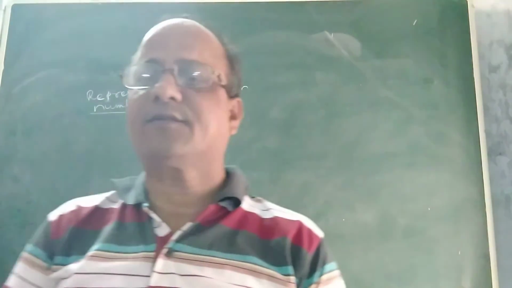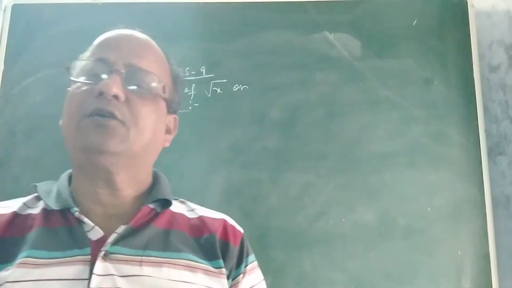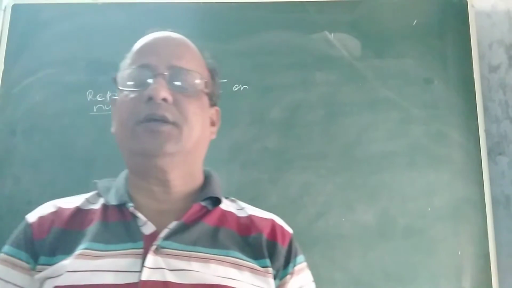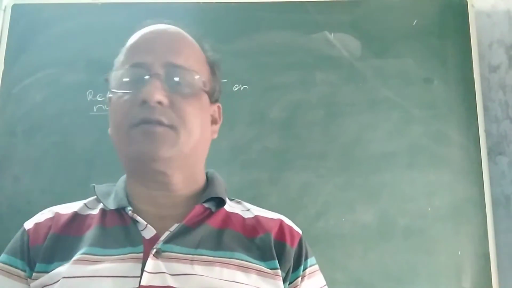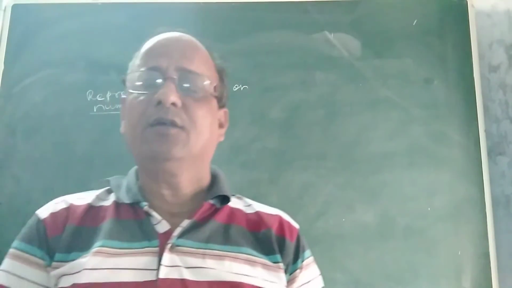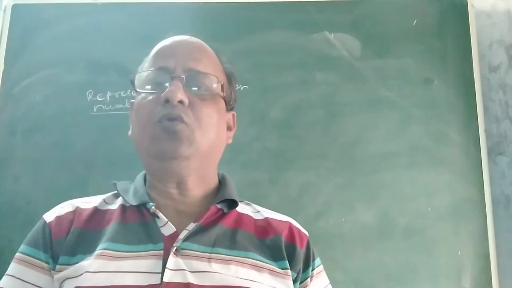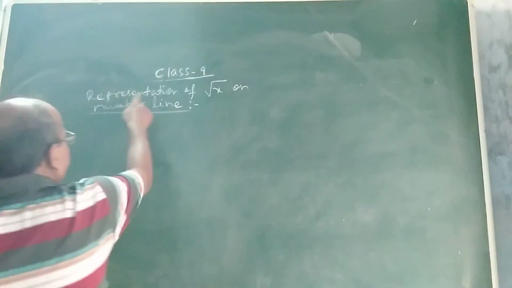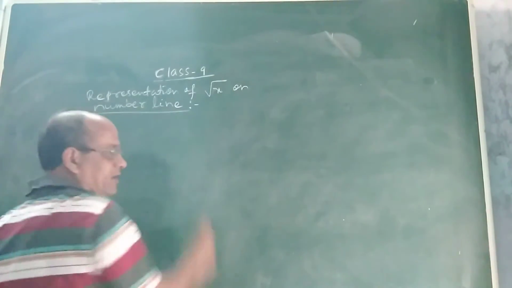Children, in the previous lesson, while discussing irrational numbers, I taught many things. Okay, how irrational numbers like root 2, root 3, root 5, root 7, etc. are represented on the number line we had discussed in the previous lesson. So now, children, let us see how to represent the square root of a positive real number. See, representation of root x. What is x here? x is a positive real number, yes.